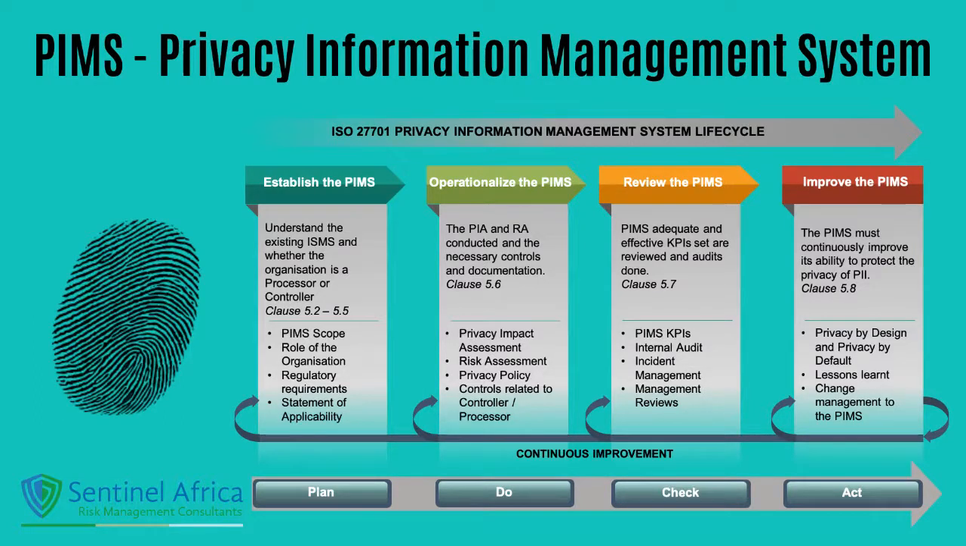The next phase, which is the do phase, we are carrying out a privacy impact assessment and the risk assessment. We're making sure that we have done this too and gotten our report. We're also making sure that we have a privacy policy which is in place. Now, the privacy policy is a document where we tell our PII principals, or our data subjects, everything that we do with the information that we collect. So it's a very important document that you need to have.